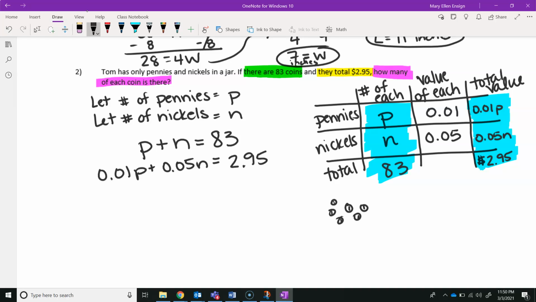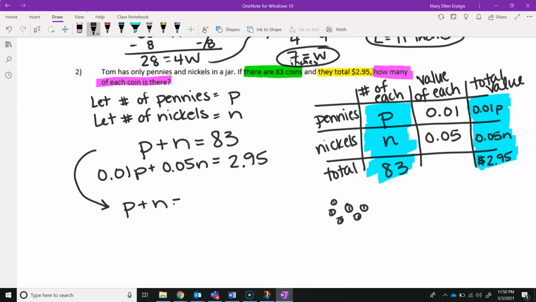Okay, so again, very similar to that movie question where we had adult tickets and children's tickets. This is going to be pennies and nickels, but it's still how much something costs or is worth times how many there are. Okay, so now we can solve these. We notice again that right now we do not have an equation that is solved for one of the variables, but this top equation is pretty easy to move things around.